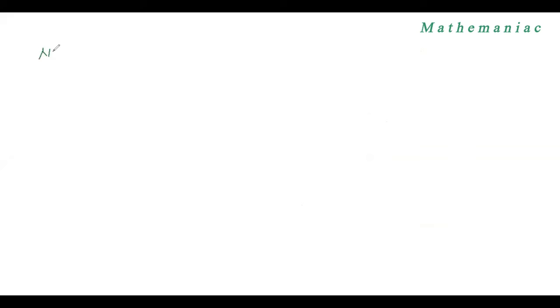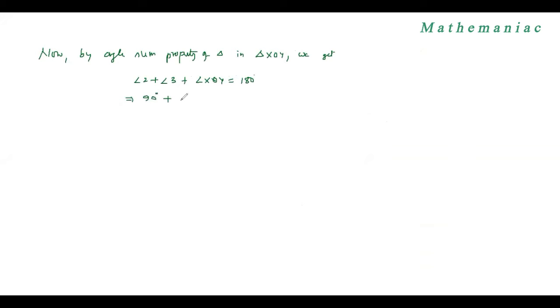Now by angle sum property of a triangle, in triangle XOY, we get angle 2 plus 3 plus angle XOY is equal to 180 degrees. This 2 plus 3 makes it 90 degrees. So this XOY will ultimately be 90 degrees. So this is what our main measurement is.